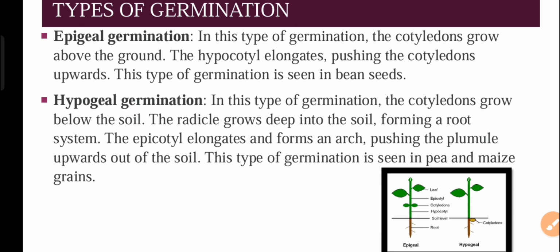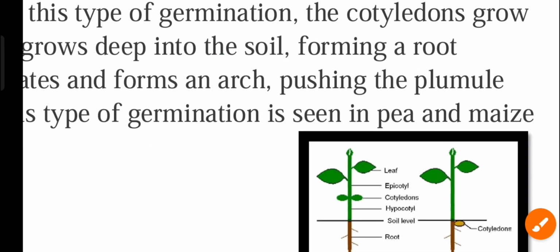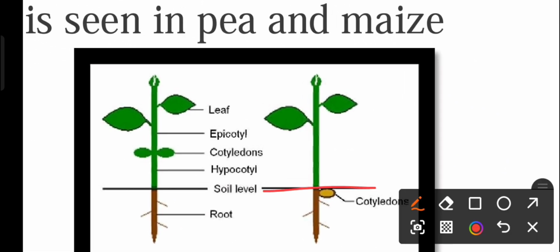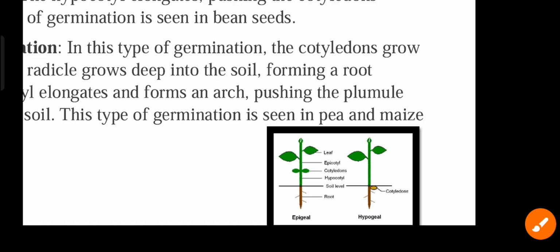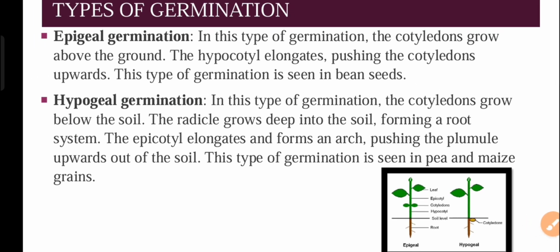And hypogeal germination: in this type of germination, the cotyledon stays below the soil. See, this is the cotyledon, below the soil. The radicle grows deep into the soil, forming the root system. The epicotyl elongates and forms an arch, pushing the plumule upwards out of the soil. This type of germination is seen in pea and maize grains, etc. This is about the types of germination.